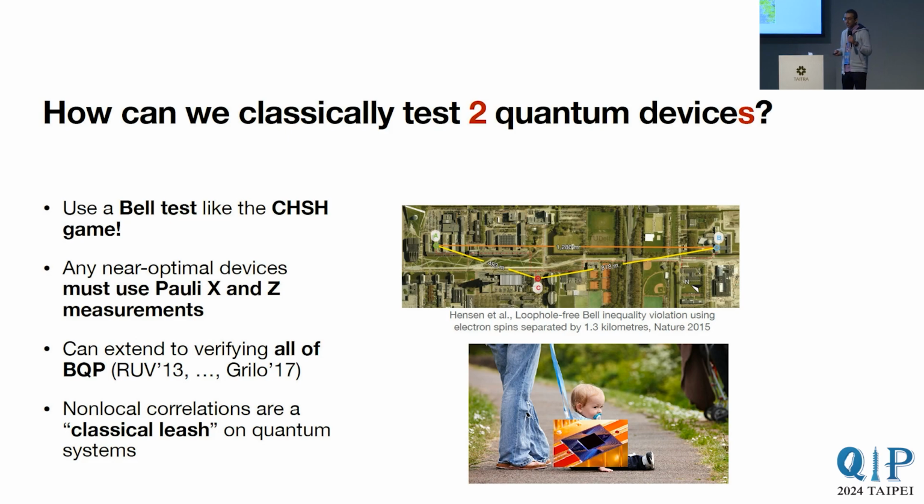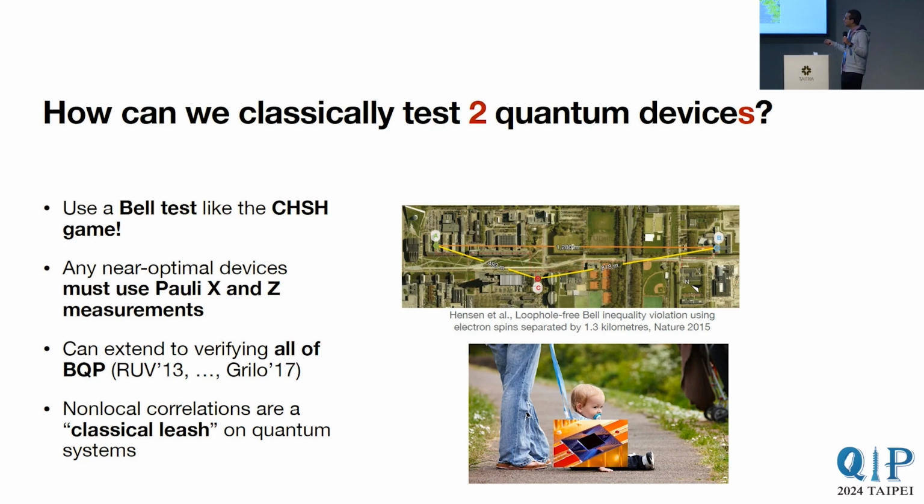So the most basic Bell test that you've probably all heard of is the CHSH game. And this has been implemented in reality. There are experiments where the two parties are separated by more than a kilometer, and you ask them to perform certain quantum measurements, and you look at the correlations that they obtain, and that certifies that they have an entangled state shared between them. And moreover, this Bell test can certify very precise statements about the kinds of operations that the devices perform.